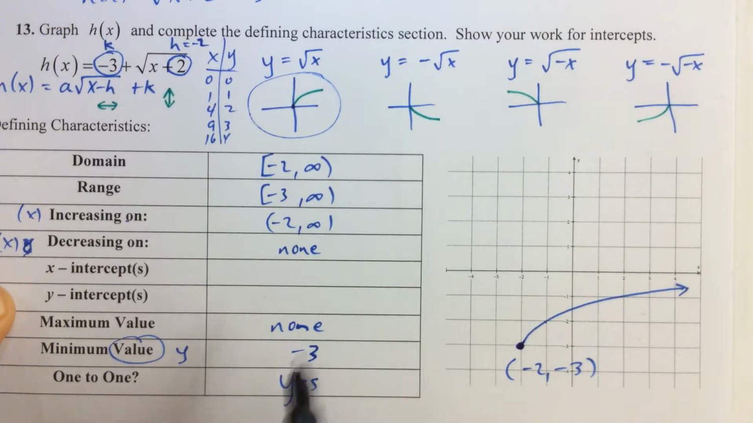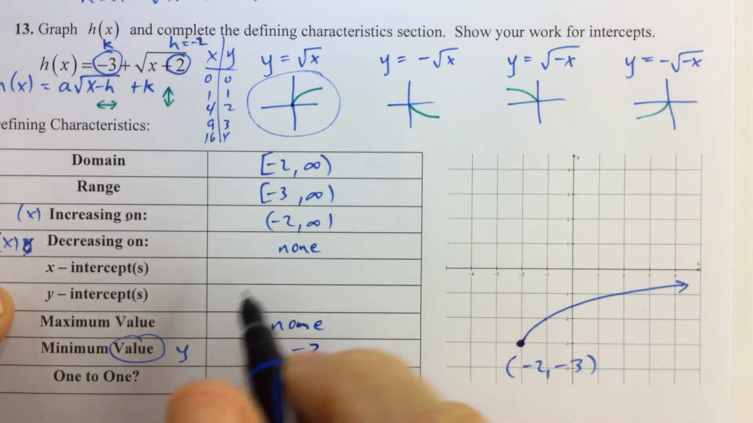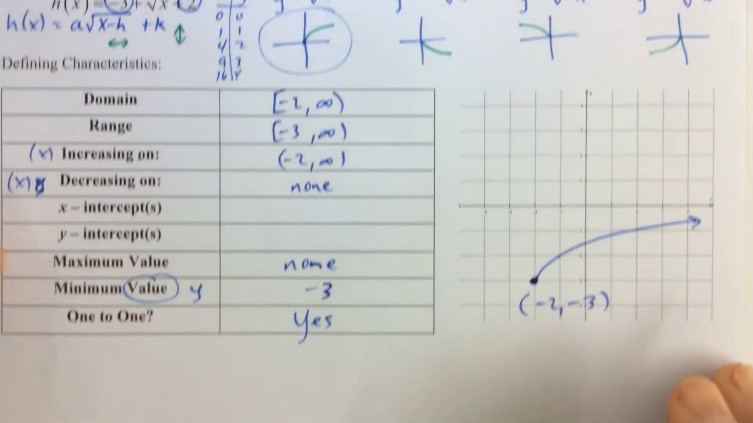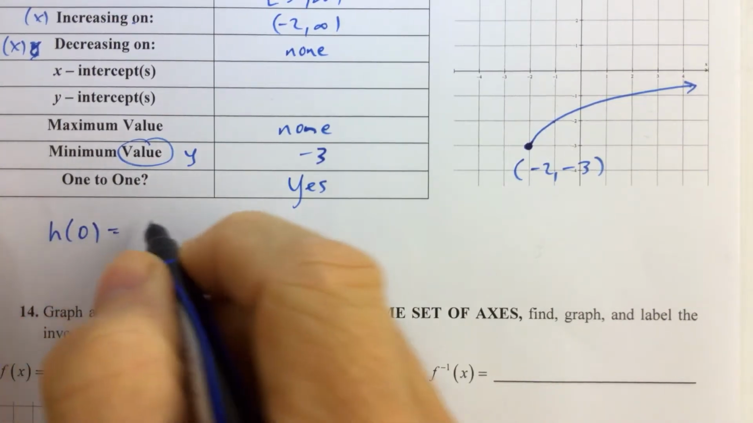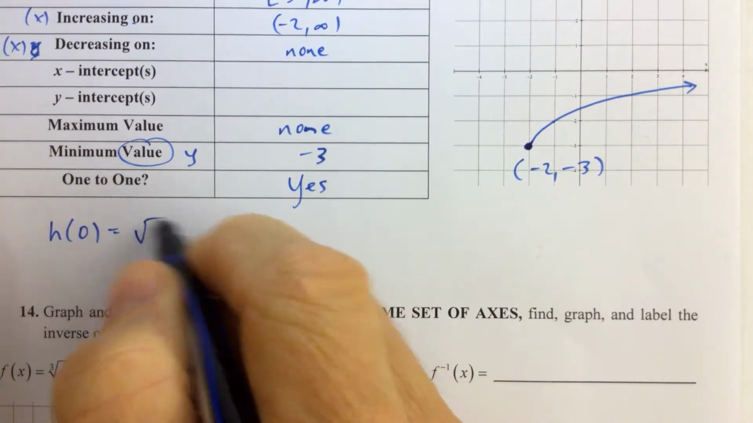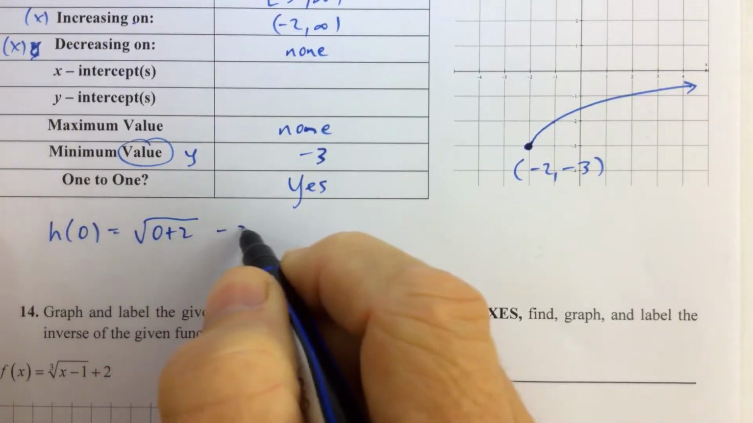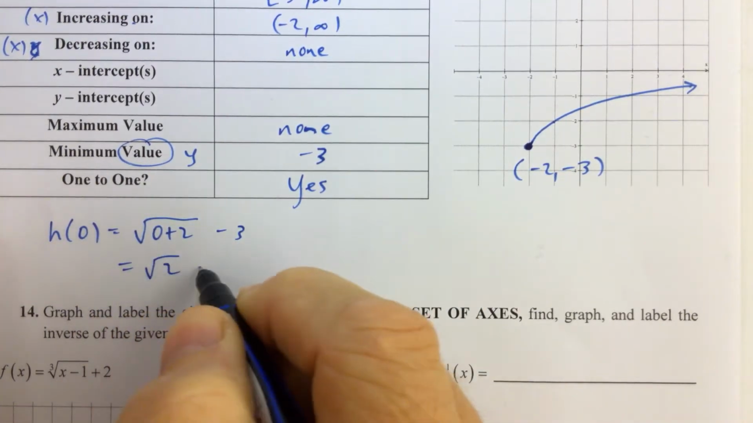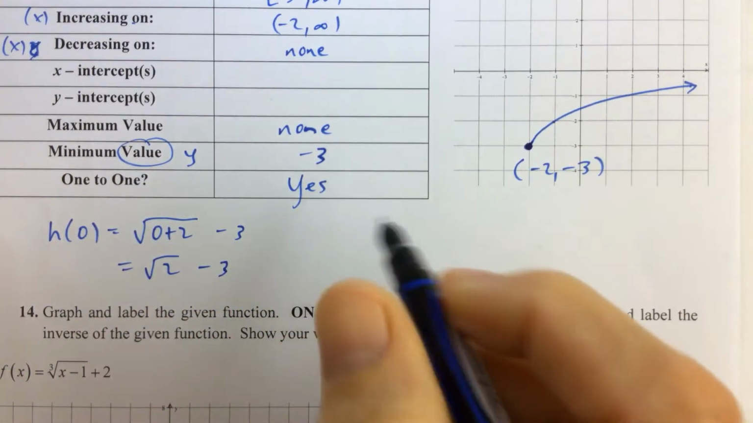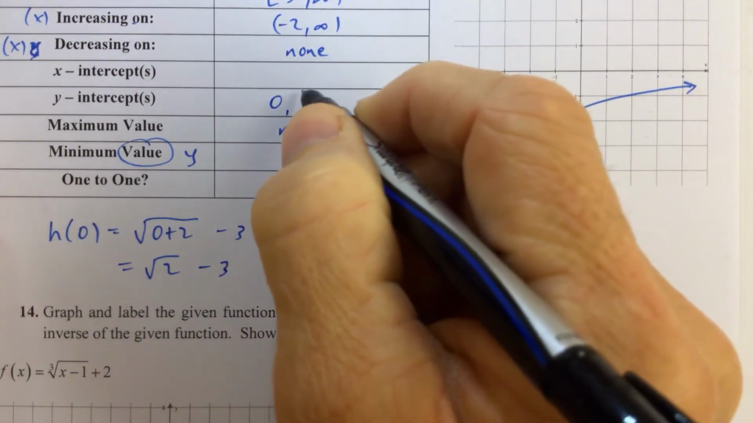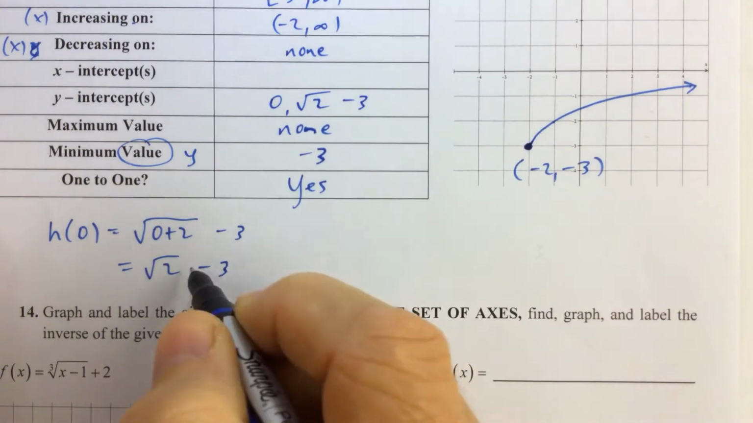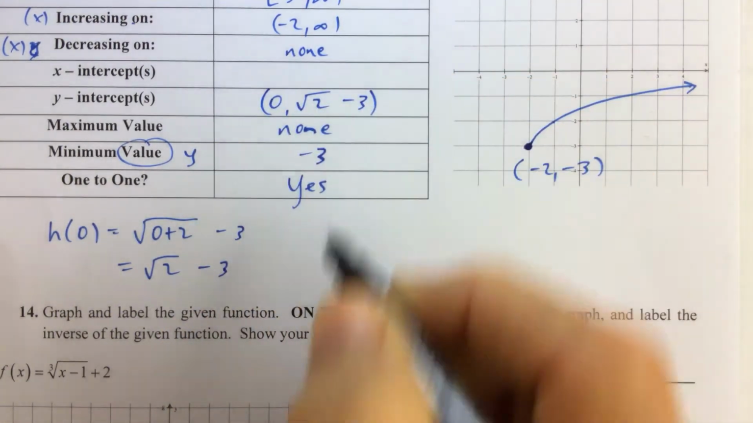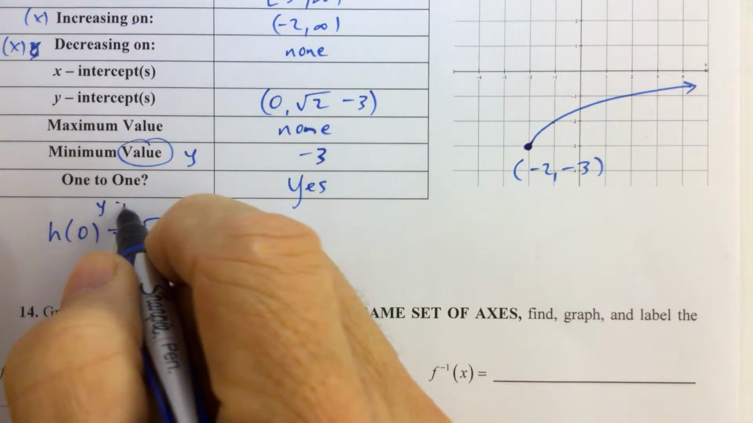The y-intercept is when we just let x equal 0. I'm going to do that work right here. So h of 0, if x is equal to 0, is the square root of 0 plus 2, minus 3. So we have the square root of 2 minus 3, and we can't simplify that at all. So when x is 0, we have, again, square root of 2 minus 3. Keep that minus 3 on the outside of the radical symbol. And finally, that's the y-intercept.